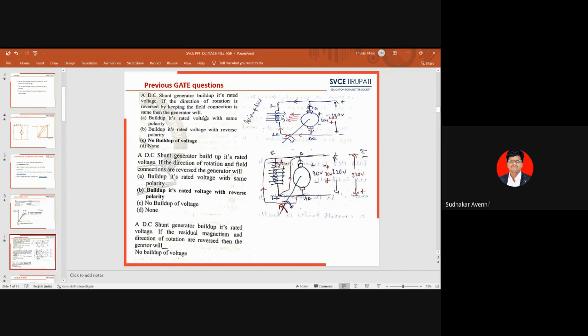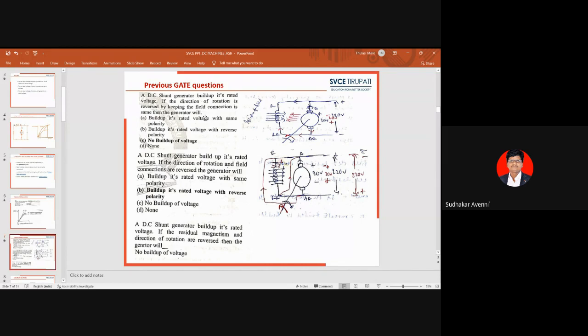Actually, if the generator is going to build up to its rated voltage, it means the generator is running in the clockwise direction. The residual voltage drives current through the shunt field winding. Because of this, the shunt field flux is going to be added to the residual flux. Then the resultant flux increases, and the generated voltage also increases.